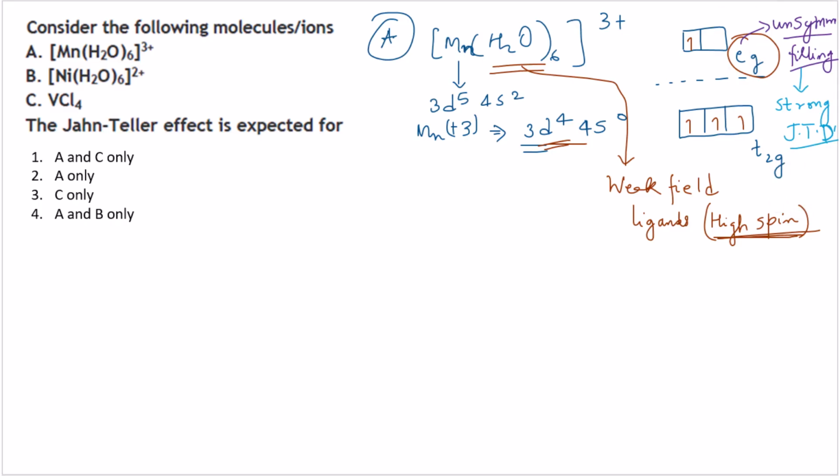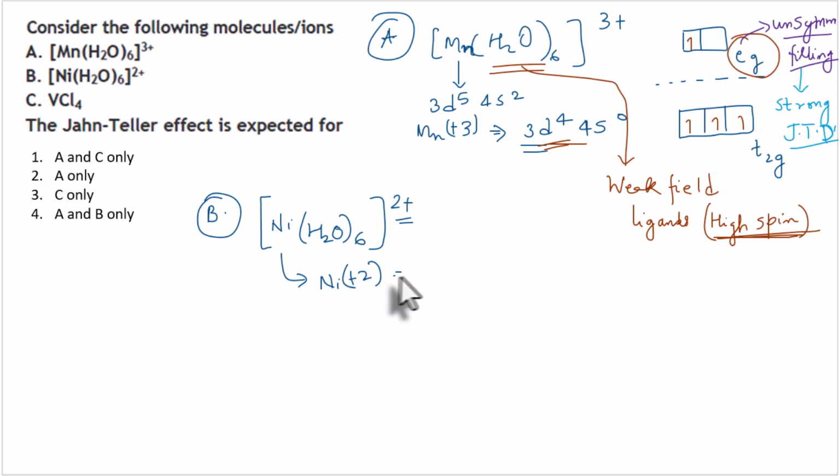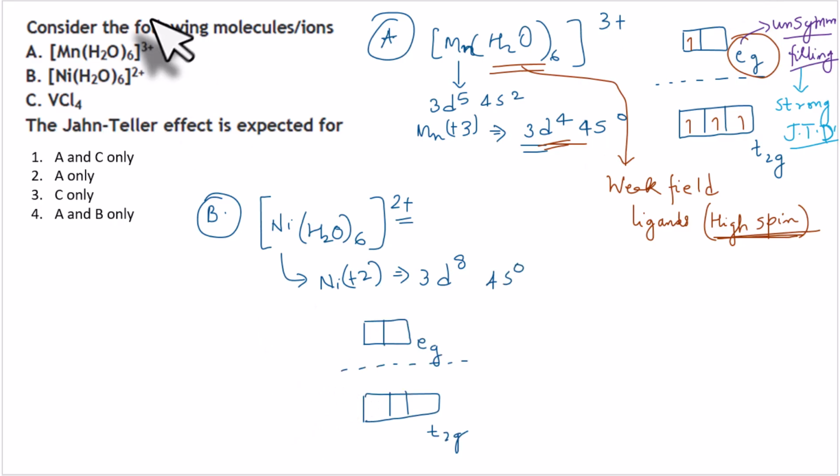Now moving on to the second complex, nickel [Ni(H2O)6]2+. Nickel here is in the +2 oxidation state, since H2O has 0 charge. Nickel in the ground state is 3d8 4s2, and in the +2 oxidation state, that will be only 3d8. Now, water being a weak field ligand, if we try to accommodate these 8 electrons, then 5, 6, 7, 8, we have 6 electrons in the t2g orbitals.